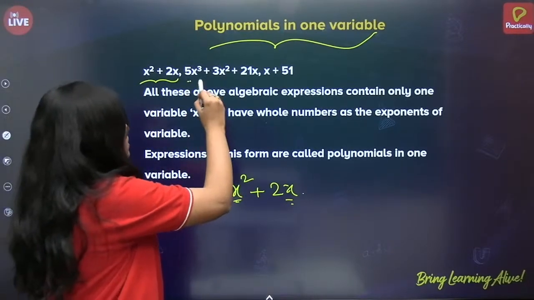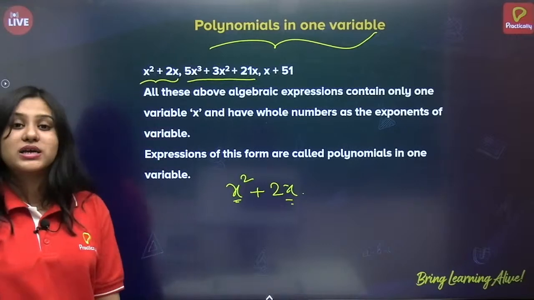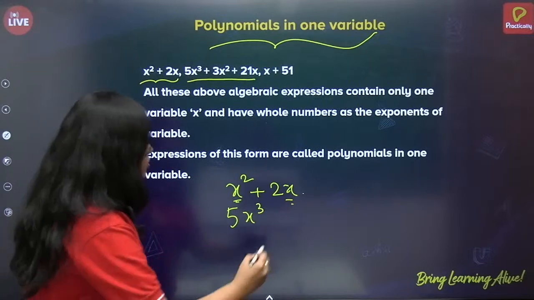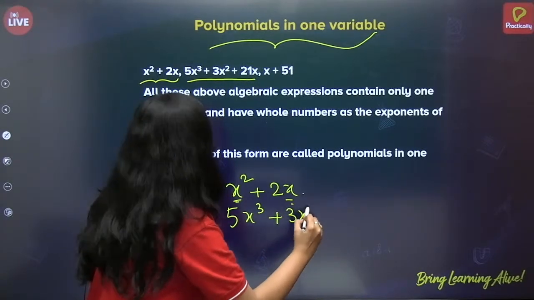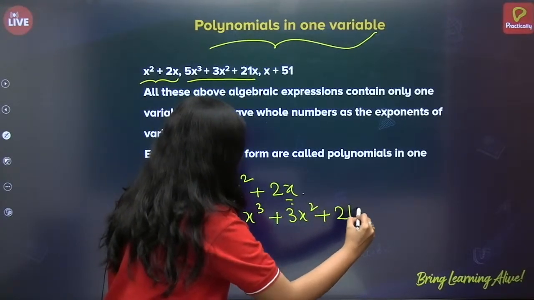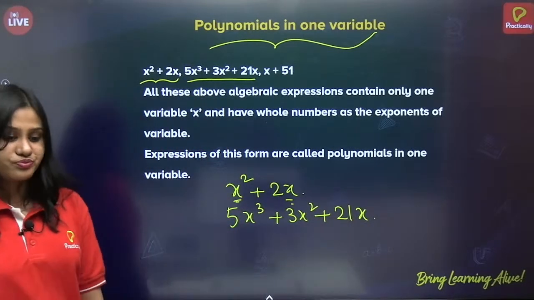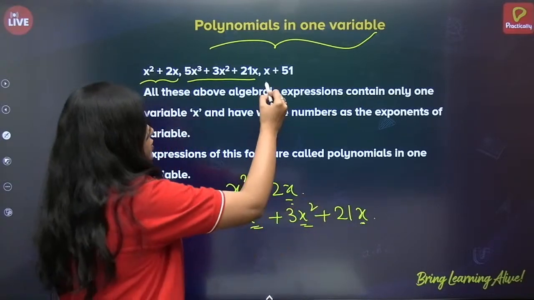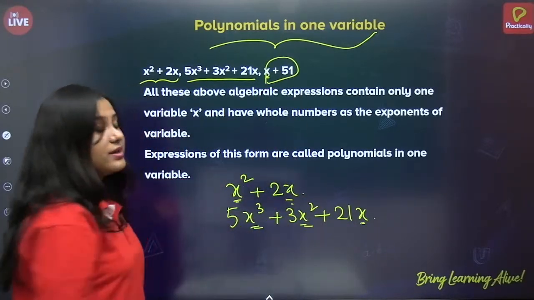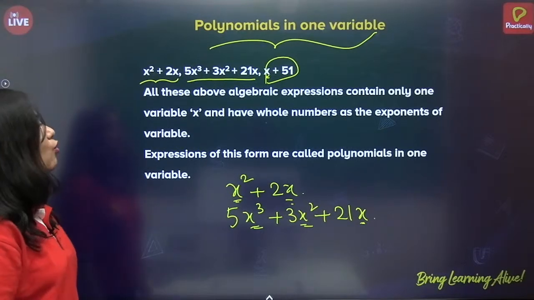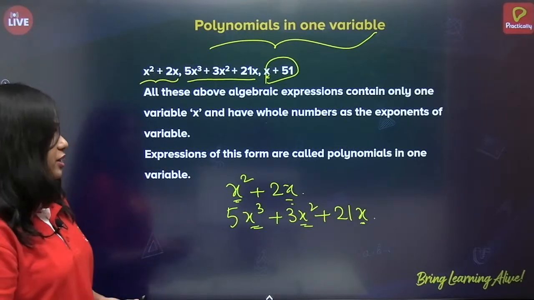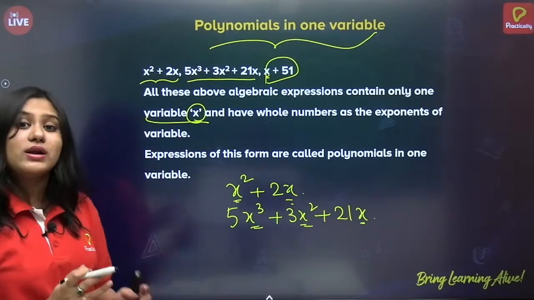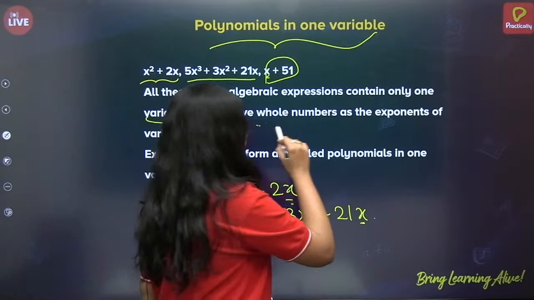Next, 5x cube plus 3x square plus 21x. This also has only one variable. Same goes with x plus 51. It has only one variable x. Now, all these above algebraic expressions contain only one variable x and have whole numbers as exponents of the variable.